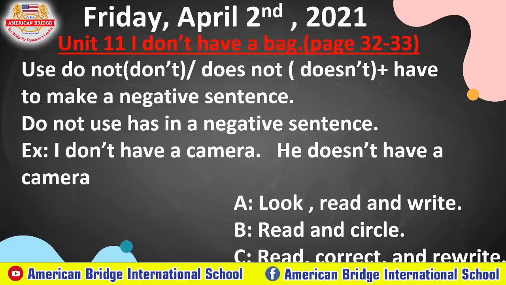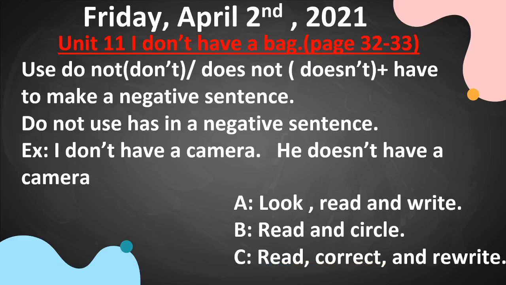And here is our whiteboard for today. We use do not. We can write it in two ways, one short and one full form, right? Do not is the full form, and don't is the short form, which you write D-O-N apostrophe T. Does not is the full form, and you can also write the short form, doesn't, D-O-E-S apostrophe T.